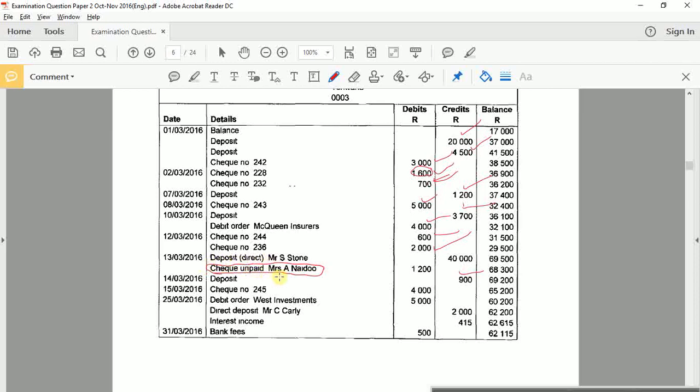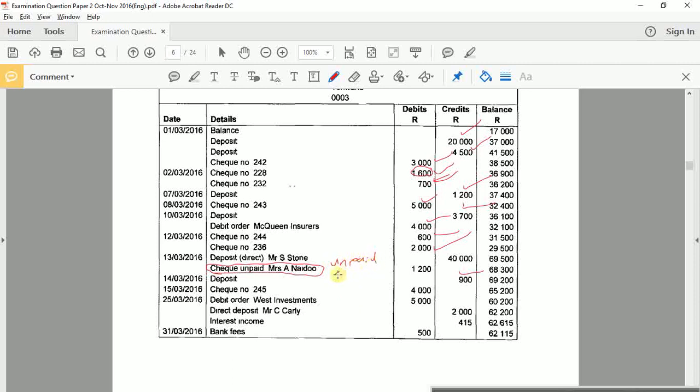Unpaid check. Do you agree? What did they say here? The check was unpaid. Why? It's a dishonored check. It was dishonored, meaning Mrs. Naidu didn't have any funds in her account because the money couldn't transfer from her account to yours. So what are we going to do? It's an unpaid check or a check dishonored.